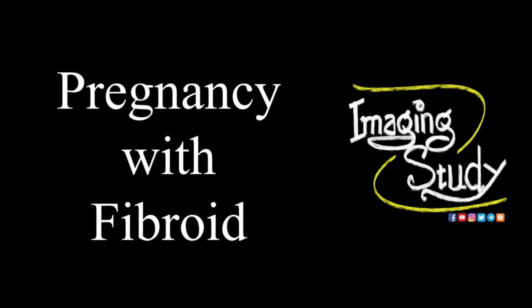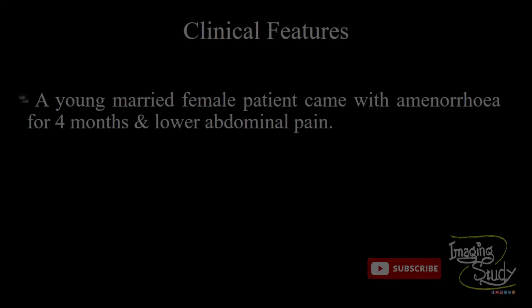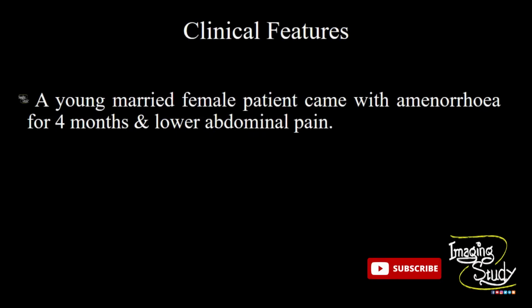Today we are going to see a case of pregnancy with uterine fibroid. A young married female patient came with amenorrhea for 4 months and lower abdominal pain. Let's see what we get on ultrasound.